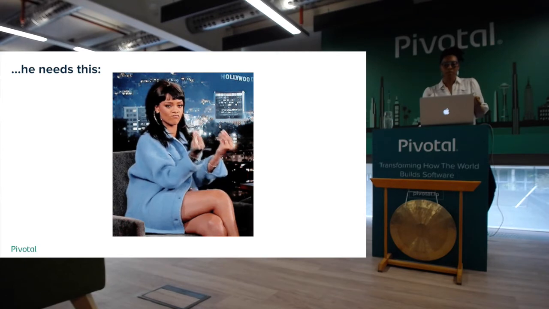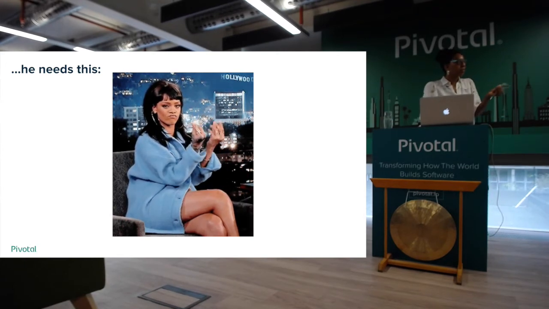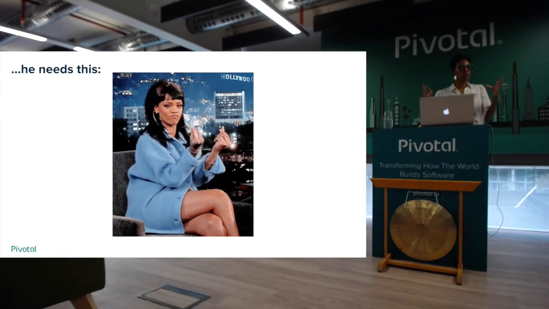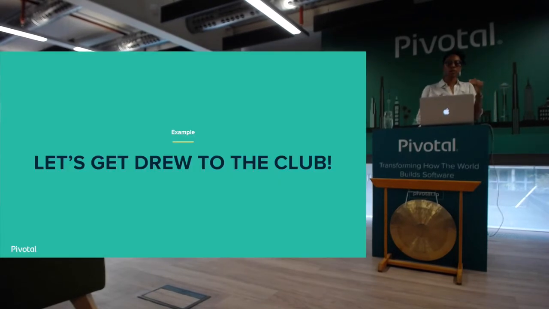So Drew needs to figure out, does he have enough money to get to the club? So the scope of what we're trying to do is we want to get Drew to the club. In order to do that, he needs to know, does he have enough money in his bank account?